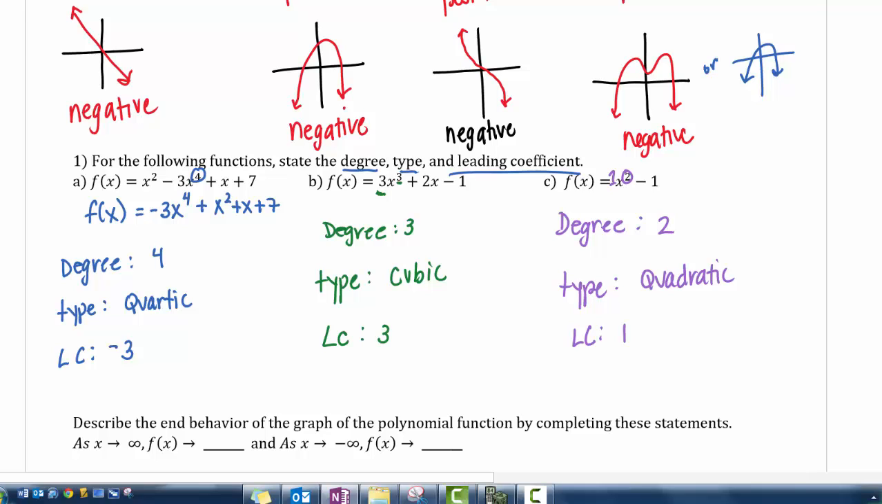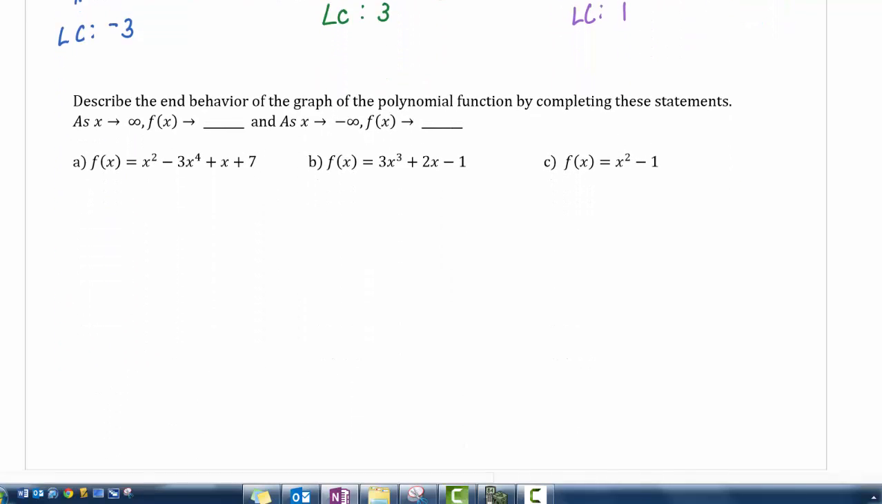And that's important to be able to graph these polynomials because if we don't know the type or the degree, we don't really know the general shape. So let's describe the end behavior. So as x, we're going to be using a statement like this every time. As x approaches positive infinity, f of x, which is just the y values, approach something. You're going to put a number there. And as x approaches negative infinity, y approaches some number also.